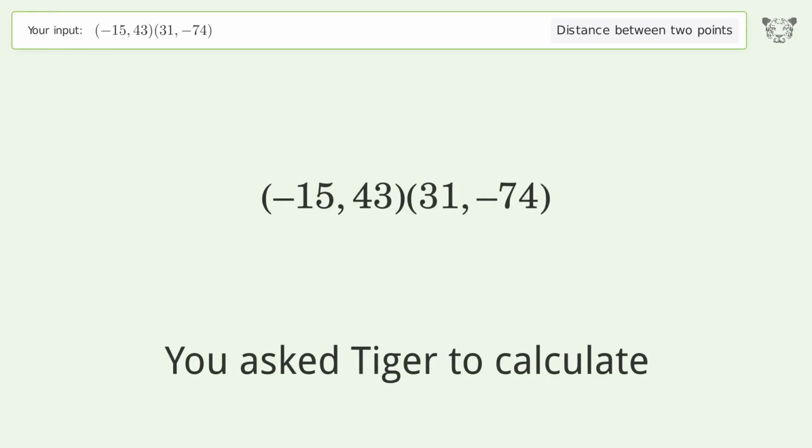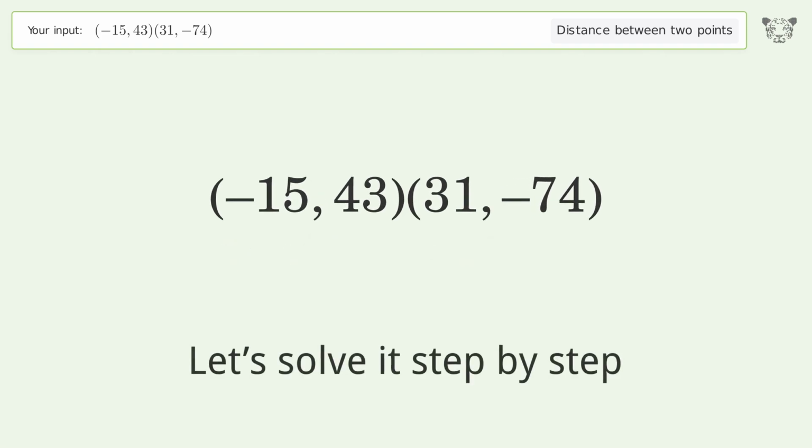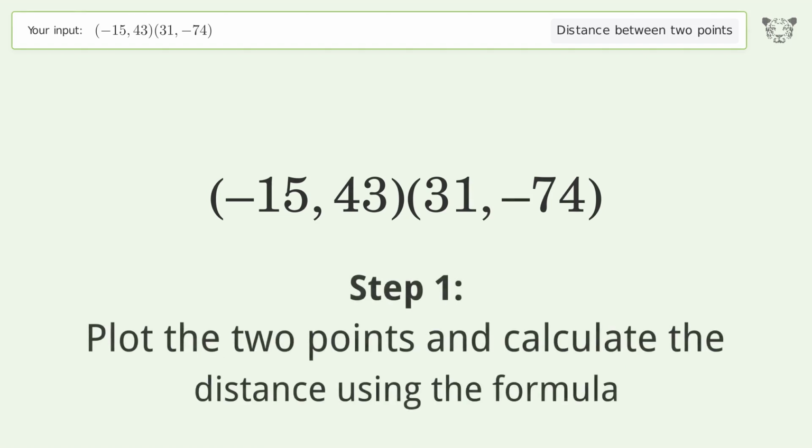You ask Tiger to calculate. This deals with the distance between 2 points. The distance between the 2 points is the square root of 15,805, or 125.718. Let's solve it step by step. Plot the 2 points and calculate the distance using the formula.